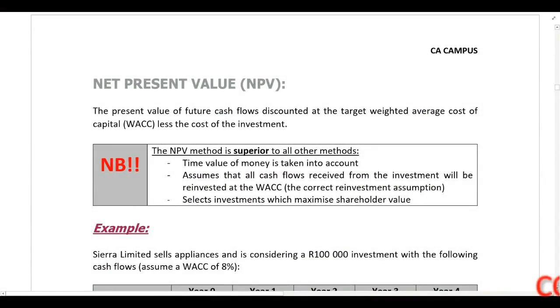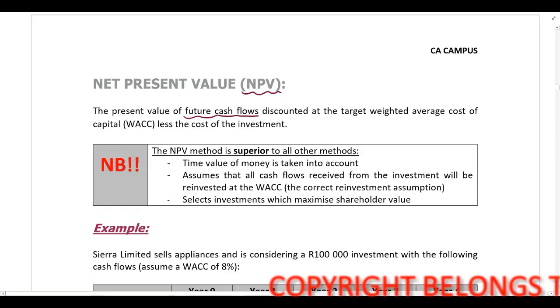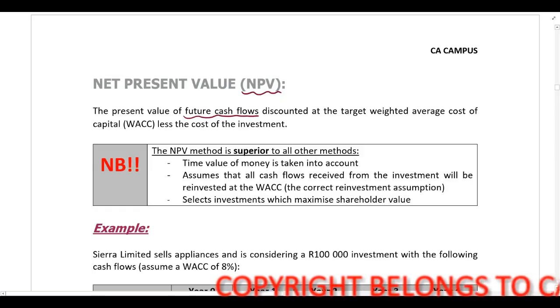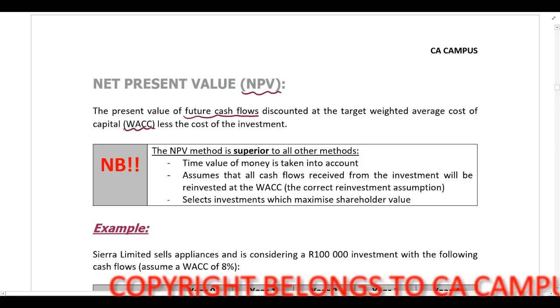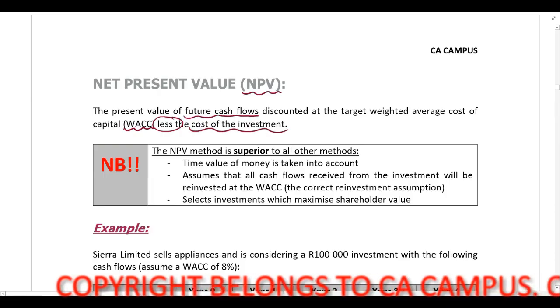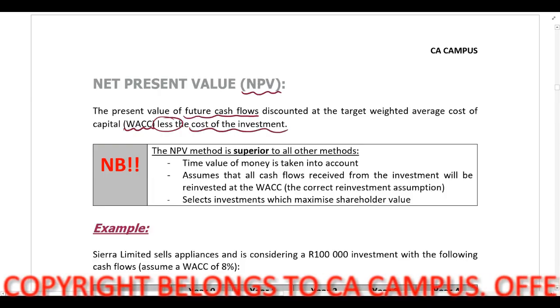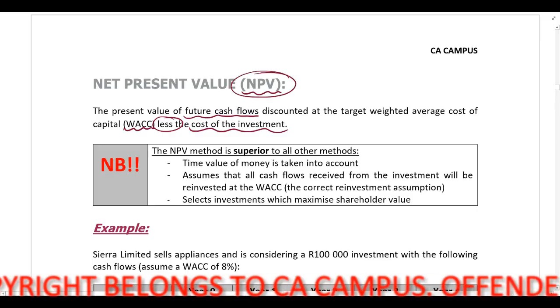So the next method we are going to look at is the net present value method. How do we calculate our net present value? We take all of our future cash flows, we discount those future cash flows using the company's weighted average cost of capital. We then deduct the cost of the investment and you will be left with your net present value.